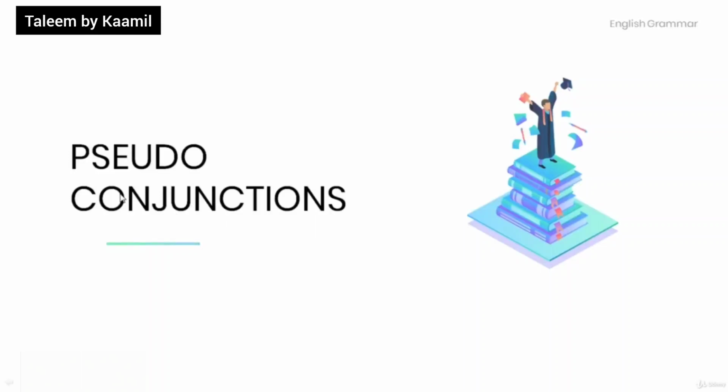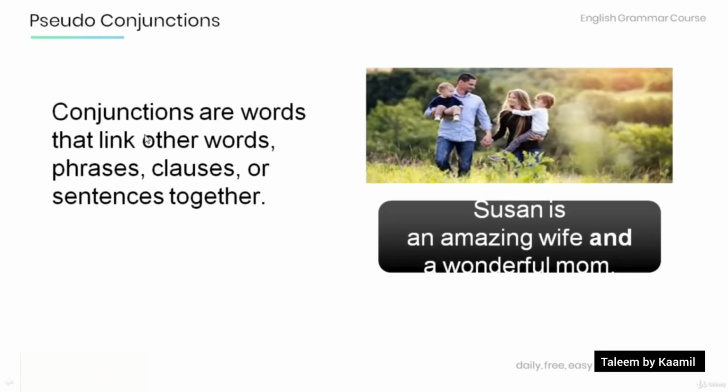Welcome to this tutorial. Today we're going to talk about pseudo conjunctions. Let's get started. Remember that conjunctions are words that link other words, phrases, clauses, or sentences together. As in the example over here, Susan is an amazing wife and a wonderful mom.